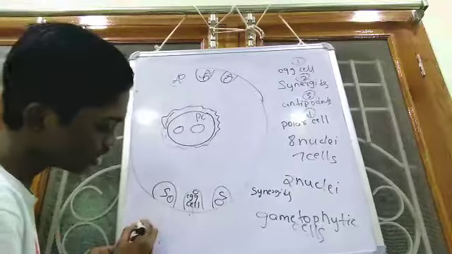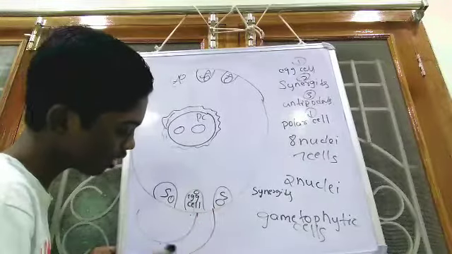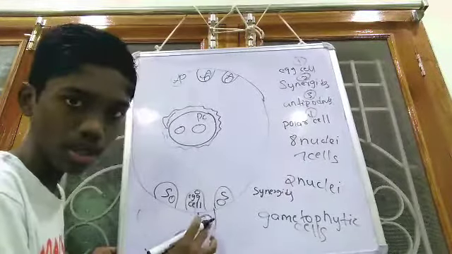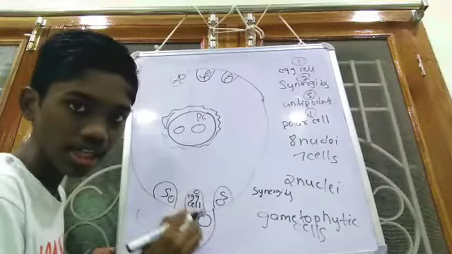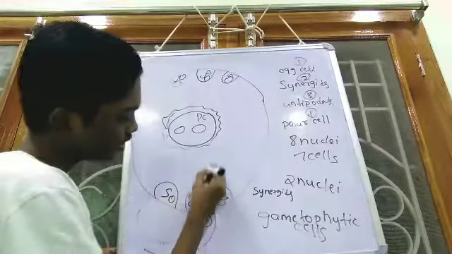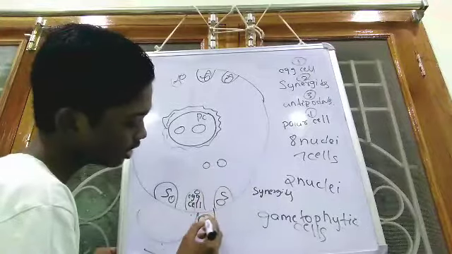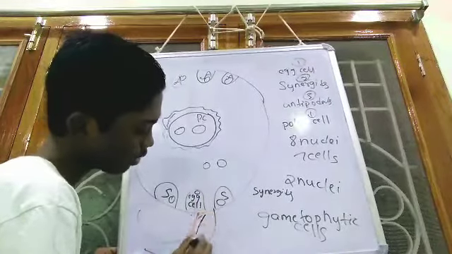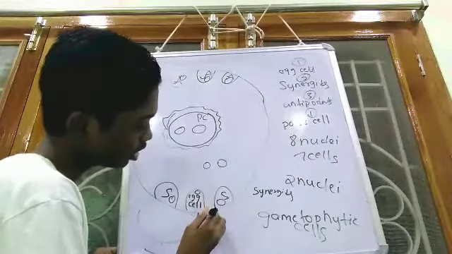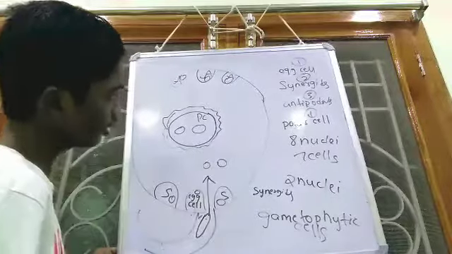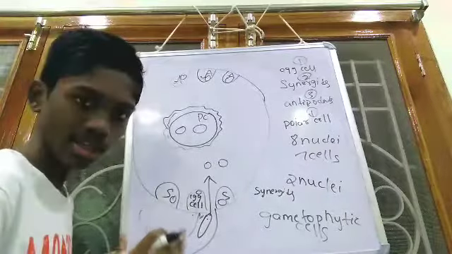So here I said the pollen tube is created by the pollen grain. The pollen grain will reach up to here, and it will send 2 nuclei inside the ovule. From this pollen grain, 2 nuclei it will send. And now what happens, let us discuss.